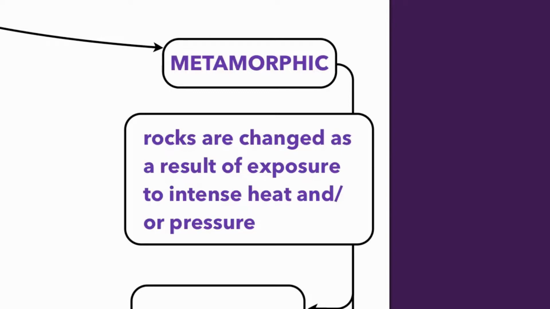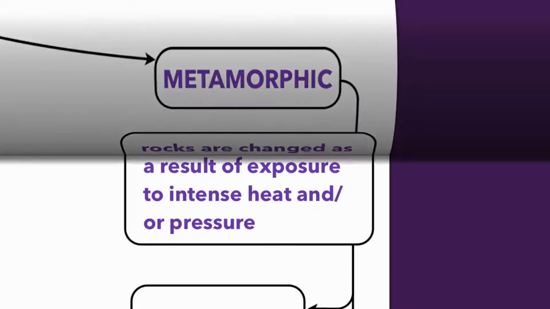Now, recall rocks are classified according to how they form. Igneous form from cooled and solidified magma, sedimentary form from compacted and cemented sediments. And now our metamorphic rocks. These are the ones that are going to undergo some sort of change, a metamorphosis. And what drives that change is exposure to really intense heat or intense pressure. So metamorphic rocks are rocks that are changed as a result of exposure to intense heat and/or pressure.